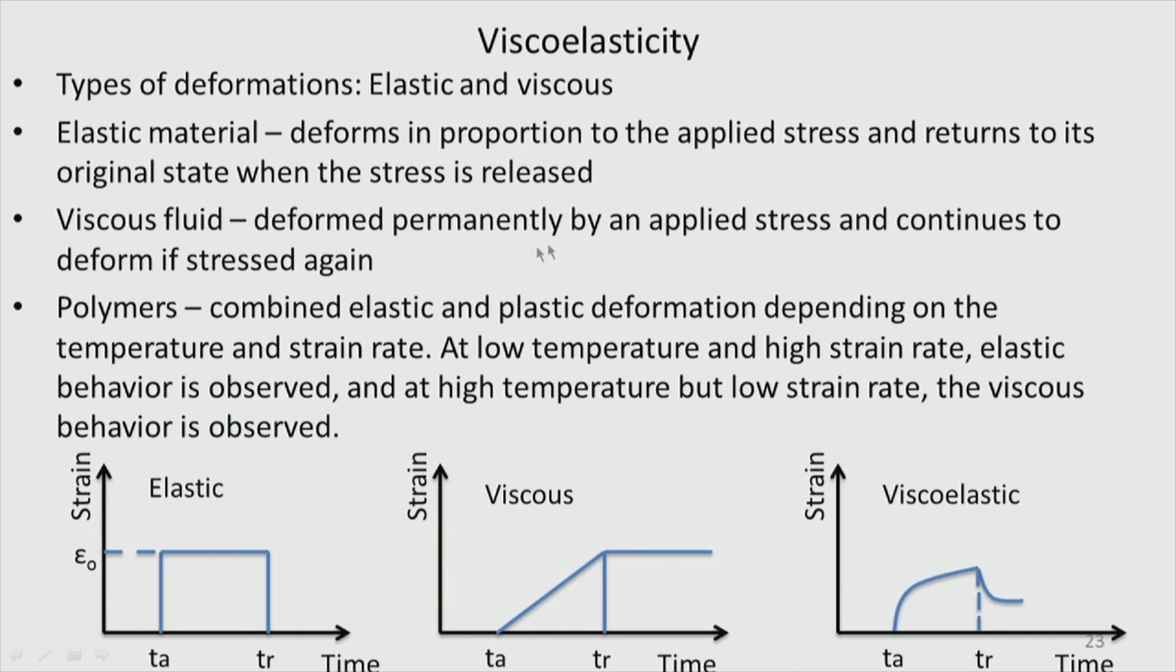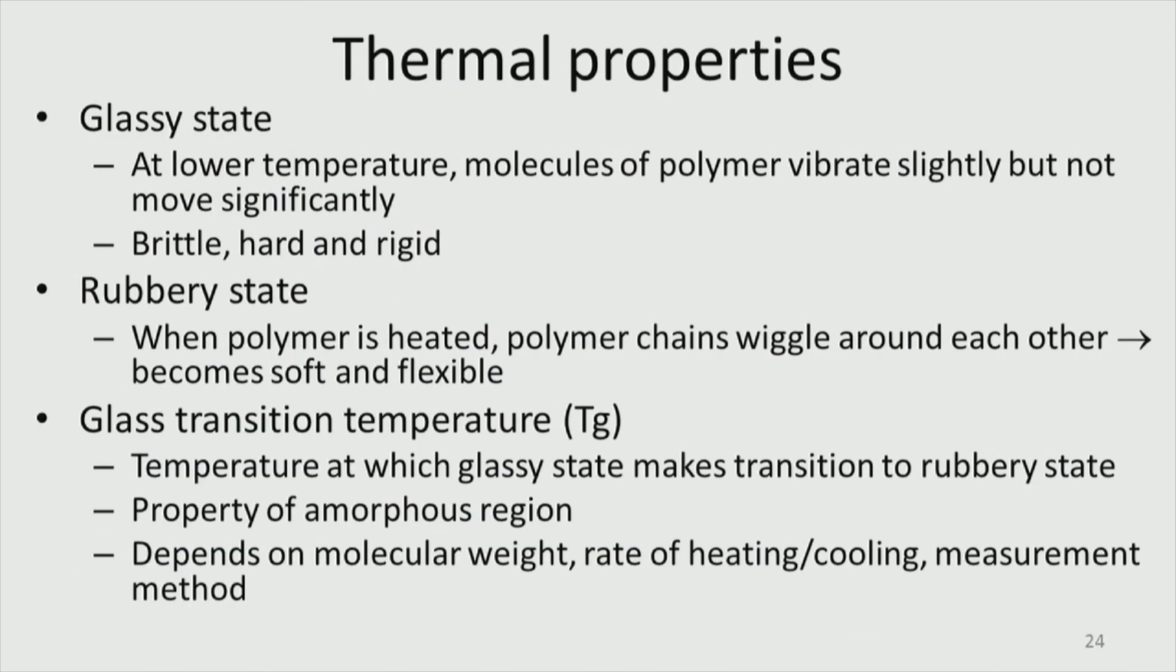Elastic material deforms in proportion to the applied stress and returns to its original state. Viscous fluid deforms permanently under an applied stress and continues to deform if stressed again. Polymers have both elastic and viscous behavior depending upon temperature and strain rate. At low temperature and high strain rate, elastic behavior is observed, and at high temperature and low strain rate, viscous behavior is observed. So we will see the viscoelastic nature of polymers.